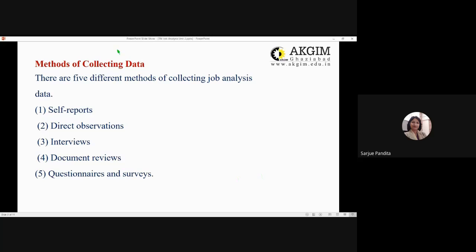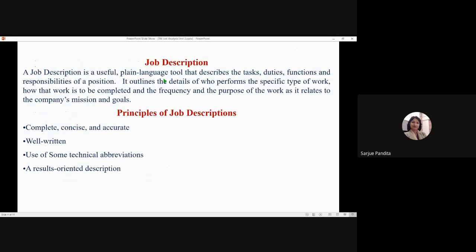So these were certain methods for collecting data. When we talk about job analysis, we have two statements. One is job description and second is job specification. Here we are going to discuss job description.